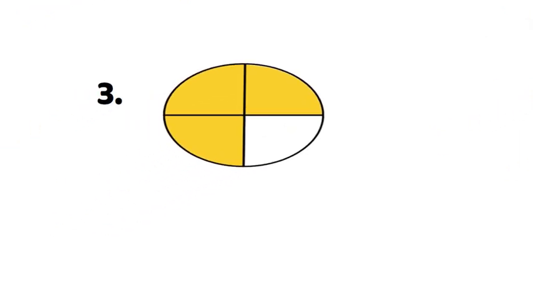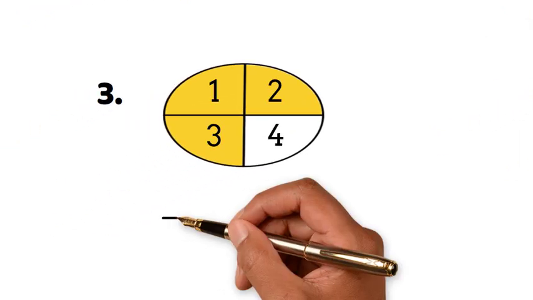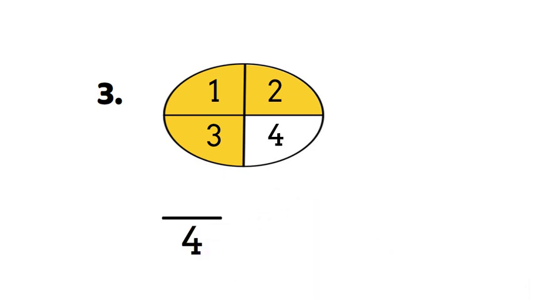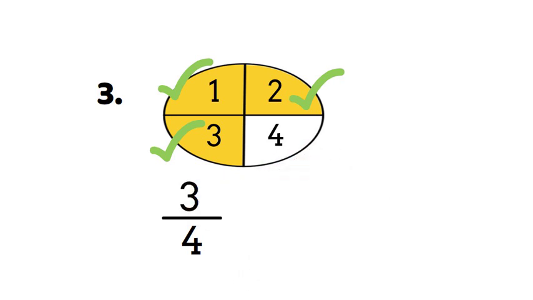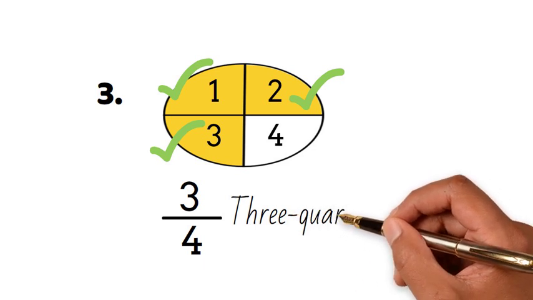For number 3, we see that an oval has been divided into 4 equal parts. The denominator of the fraction would be 4. There are 3 parts of the oval that have been shaded, so the numerator would be 3. The fraction of the oval that has been shaded is therefore 3/4.